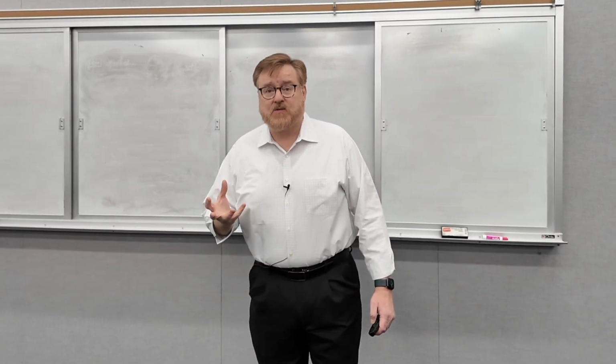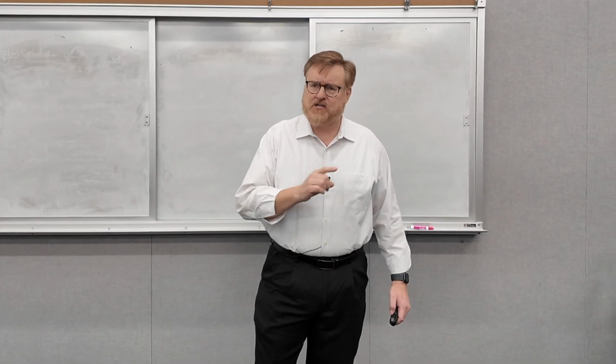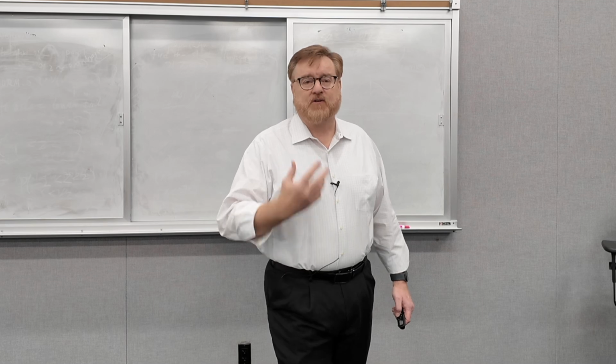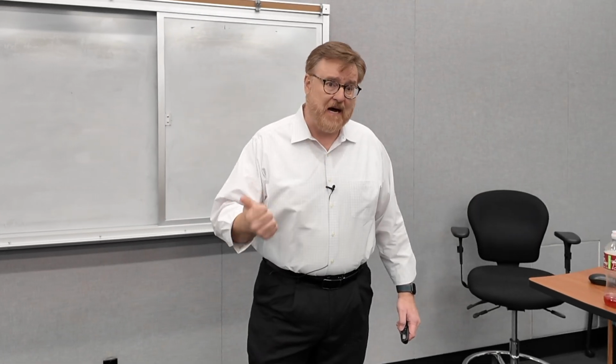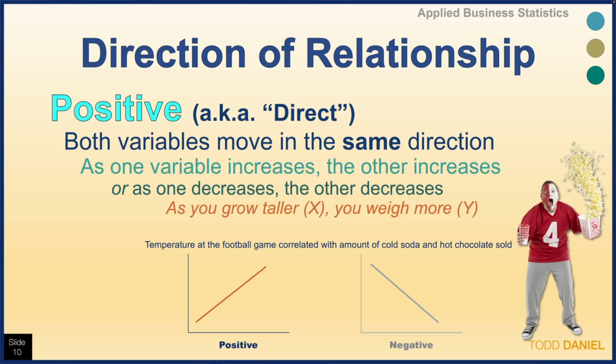The scatter plot shows us the direction and the strength of the relationship between the variables. With direction, we really have two options, positive or negative. A positive relationship between two variables is when the variables move in the same direction. You remember our example with the cold soda and temperature. As temperature increases, cold soda sales increase. As temperature decreases, cold soda sales decrease. One variable increases, the other one increases, or as one decreases, the other decreases.